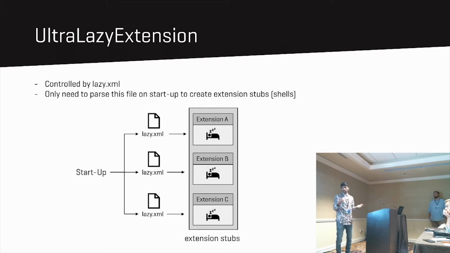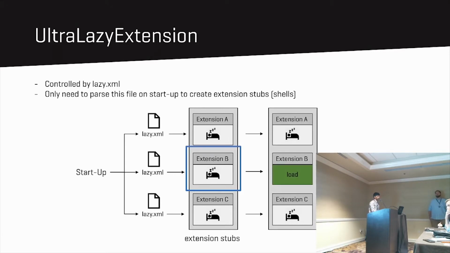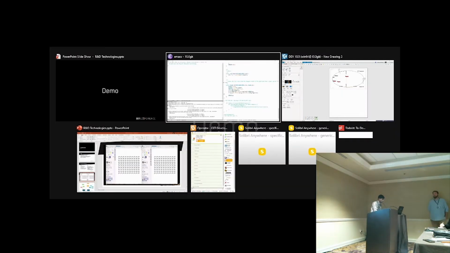Whereas now, CET Designer is going to run through all the lazy XML files, parse them, and create extension stubs for you. So no initialization code is run, the extensions are not started, and you just have a bunch of stubs ready to be used or ready to be clicked on by the user. And only when you click on the extension do you initialize the extension and prepare it for use. Does that make sense? Yeah. So that's a pretty distinct difference from what it used to be. Let me show you a quick demo.